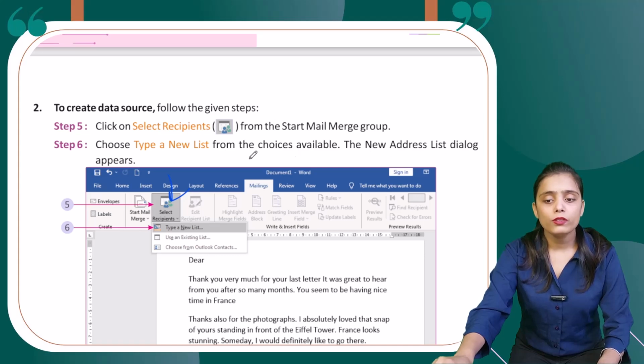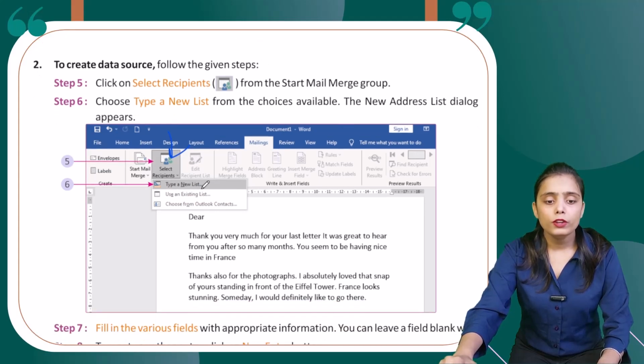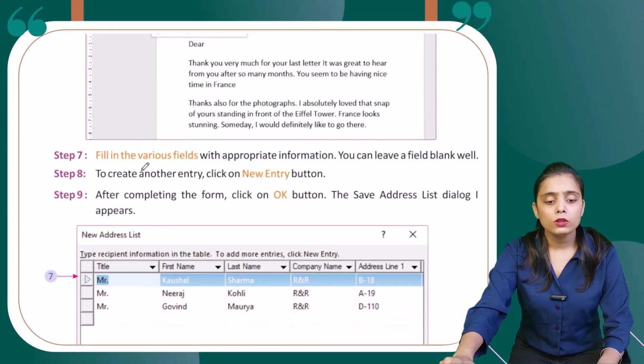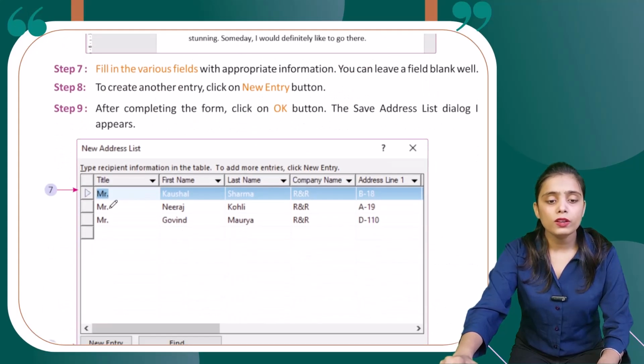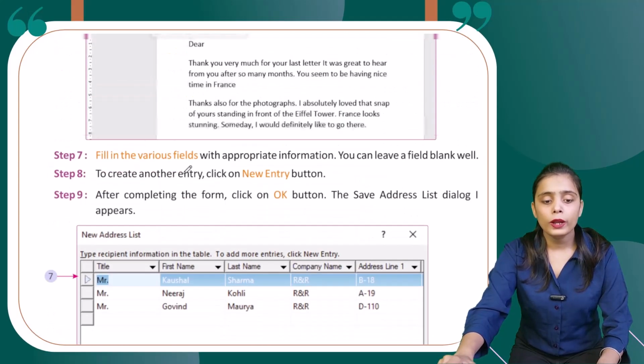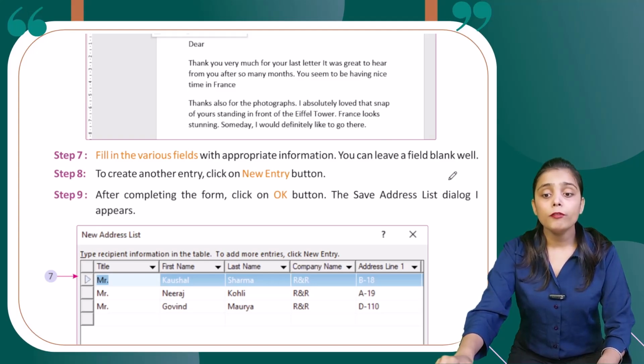The new address list dialog box appears. When you click here, type a new list. So fill in the various fields. Here you can see the fields: title, first name, last name, company name and address. After filling in all the details, you can leave a field blank.